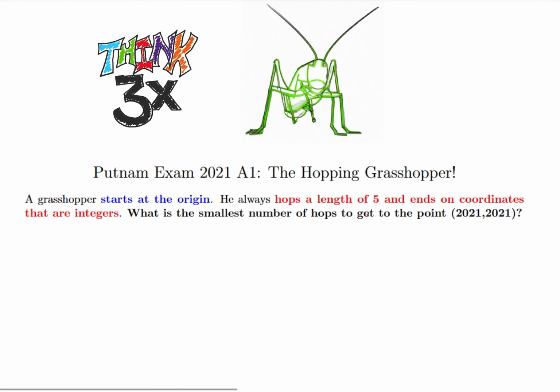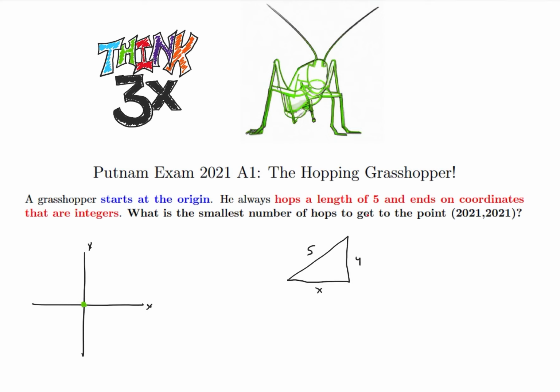So we have a few rules here. We know that the grasshopper starts at the origin, so he's going to start right at our point 0, 0 here. And we know he hops with the length of 5. So what are the possibilities there? Let's look at our triangle here. If we have a distance of 5, what can our x and y be? We know x squared plus y squared is going to equal 25.